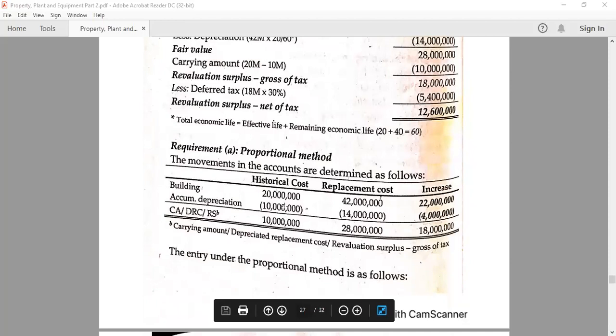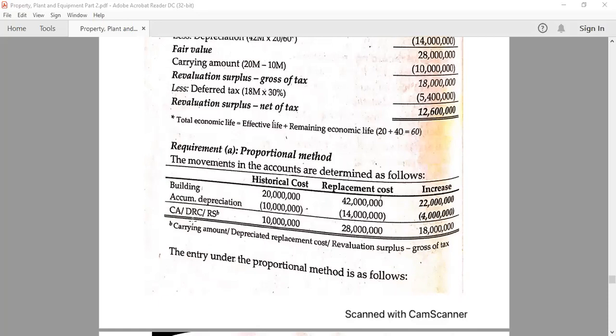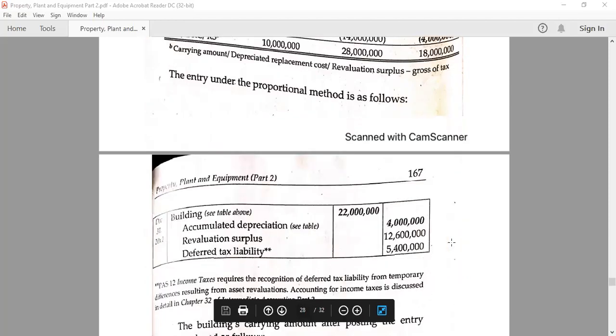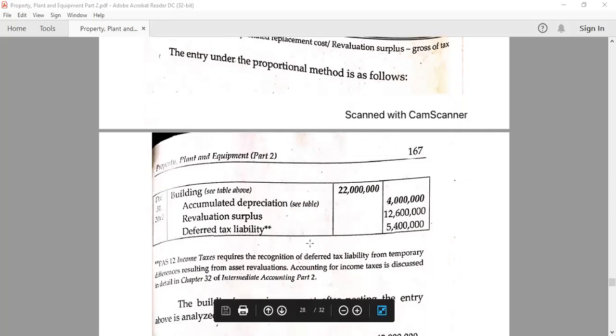So we have the given item, historical cost, replacement cost, and the increase or decrease. Carrying amount is at the bottom part under historical cost. Under replacement cost, our fair value or the DRC. If we use replacement cost, the term for this one, 28 million, is depreciated replacement cost, or basically also the fair value. And the revaluation surplus is 18 million. We can also, by the way, multiply that 18 million by 70% to get the net of revaluation surplus and deferred tax liability of the 30%.